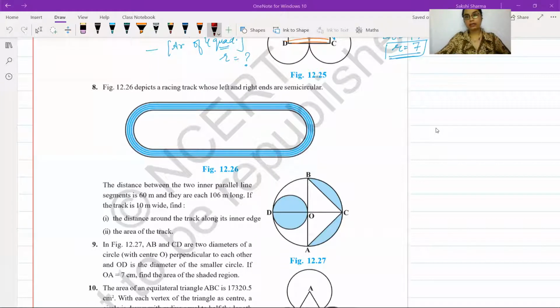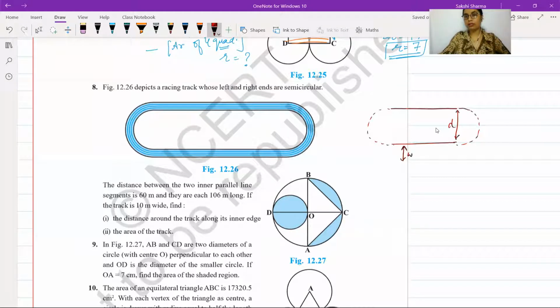They have not shown much detail, but when a racing track is made, there are 2 parallel lines of the same length, and the ends of the parallel lines are joined by drawing semicircles of the same size. So whatever is the distance here, it's taken as the diameter, and then there is a semicircle drawn at this end and a semicircle at this end. This is how the track is drawn.